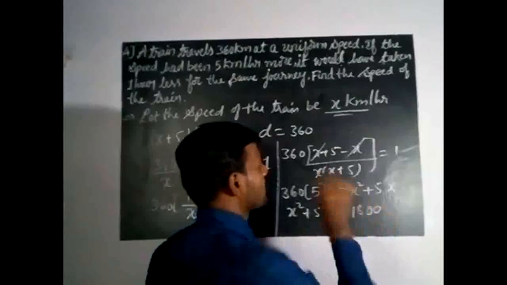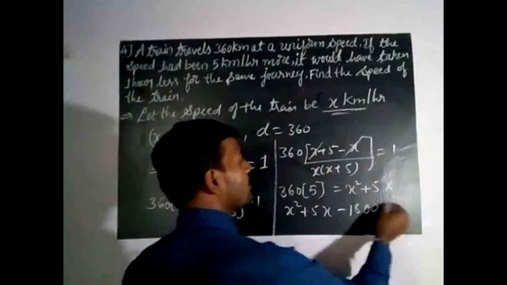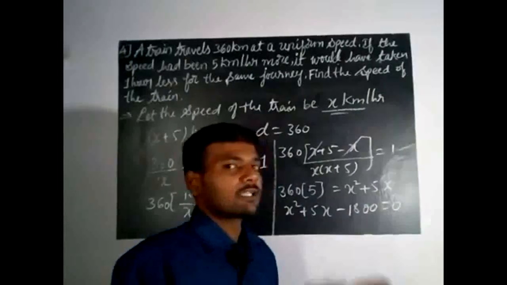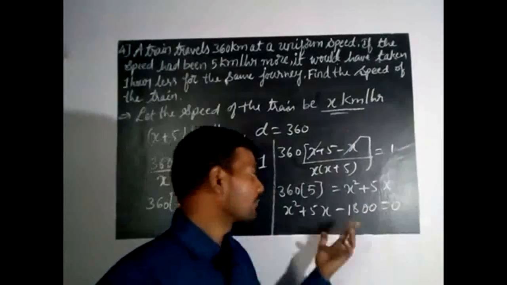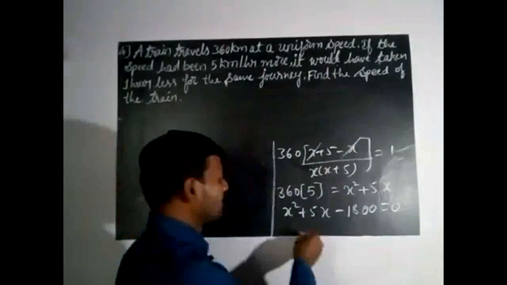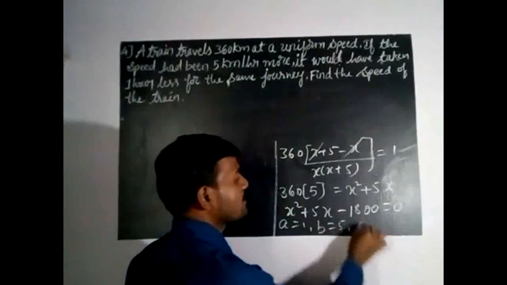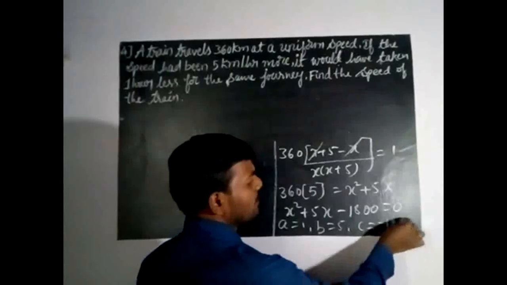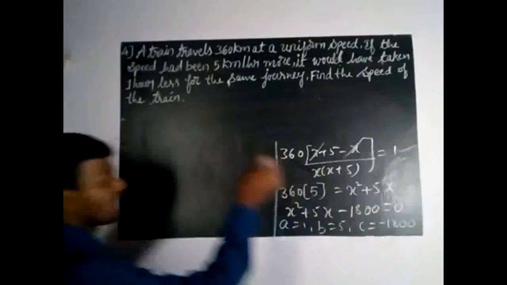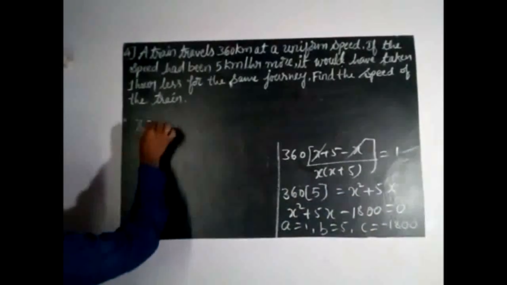1800 is equal to 0. Now it becomes the quadratic equation. Now we have to find the roots for this quadratic equation. Values of a, b, c are: a is equal to 1, b is equal to 5, and c is equal to minus 1800. Okay, now applying the formula, x is equal to minus b.